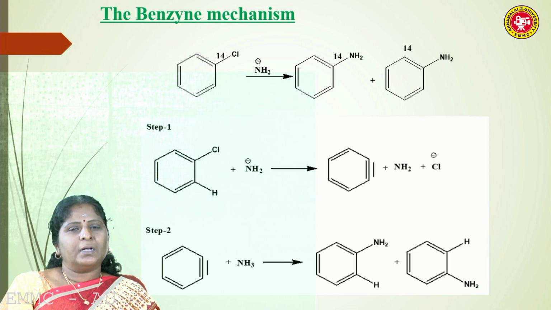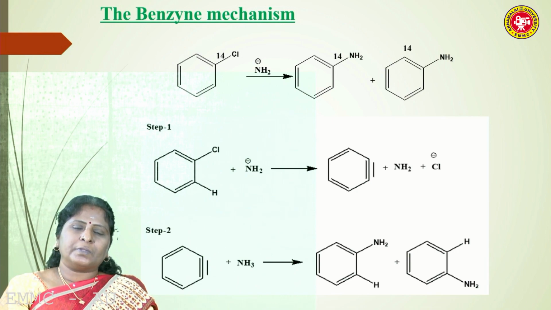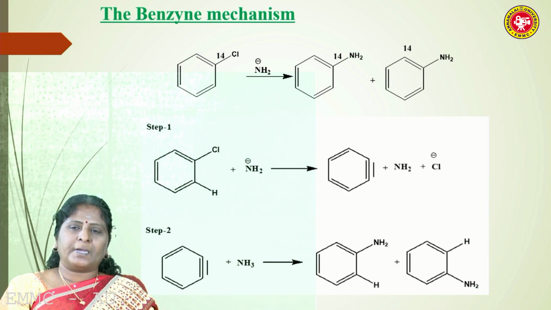But if that leaving group bearing carbon is labeled with carbon-14, then after the substitution we can differentiate the two products. In one, the amino group is introduced on the labeled carbon, and in the other case the amino group is introduced on the next carbon atom. That means the carbon which is bearing the leaving group is not substituted. So this is possible only if the mechanism is operating through an addition and elimination mechanism.